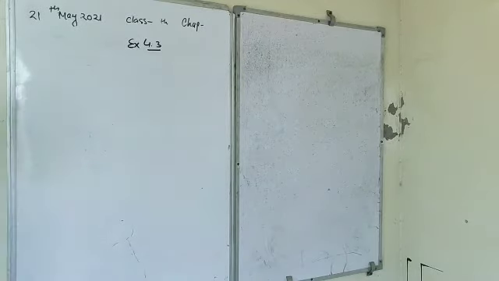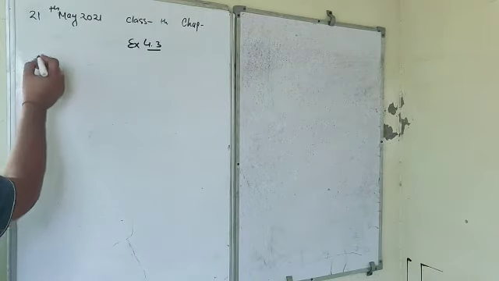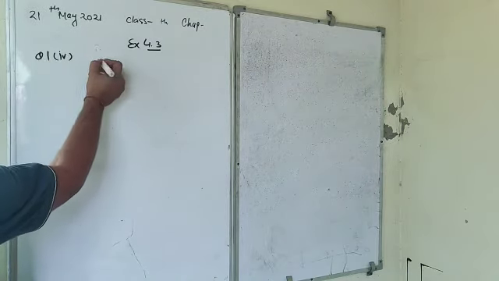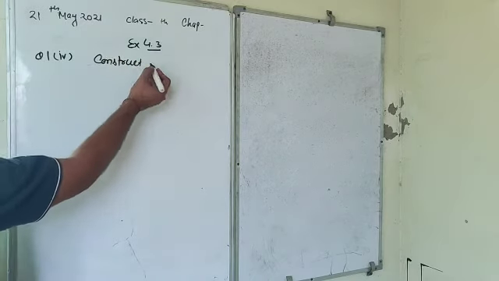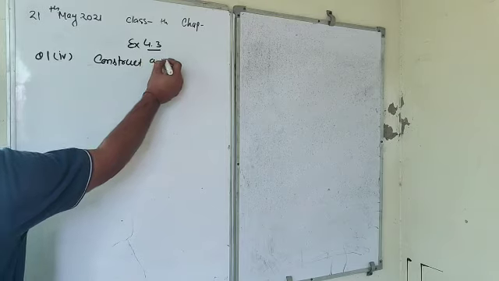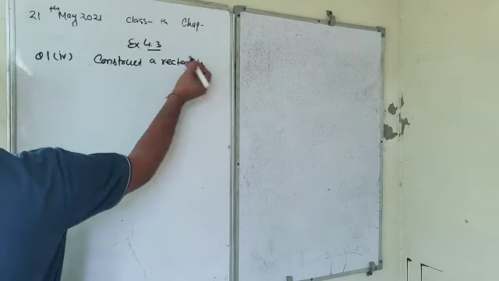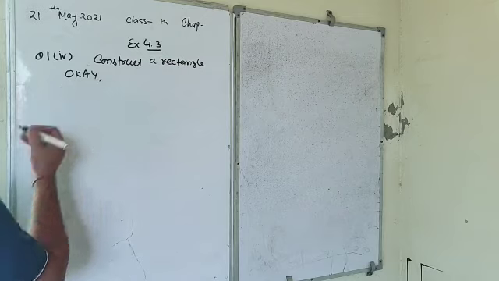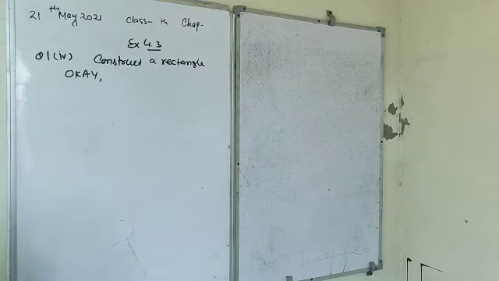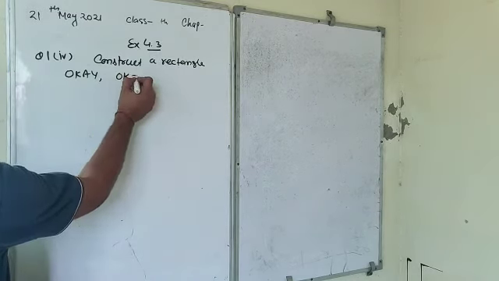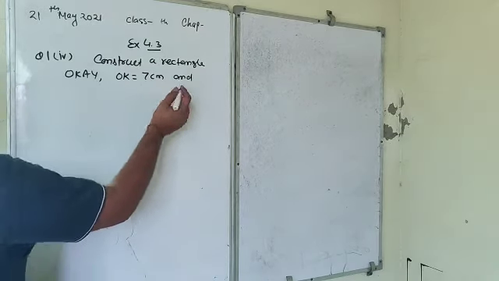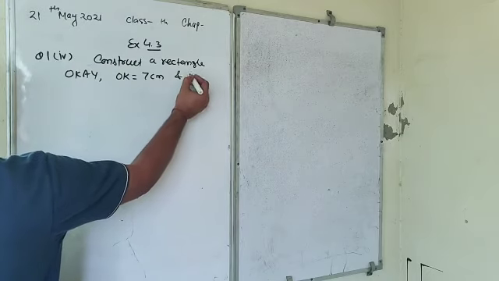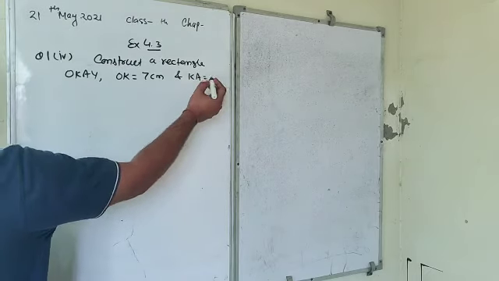In the next part, question number 1, part number 4. Construct the rectangle OKAY, in which OK is equal to 7 centimeter and KA is equal to 5 centimeter.